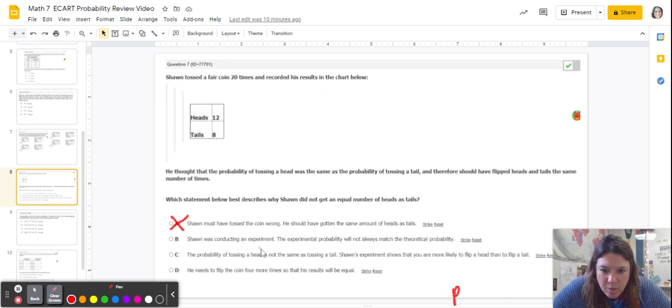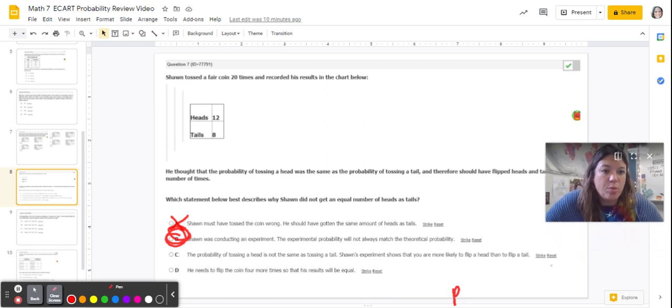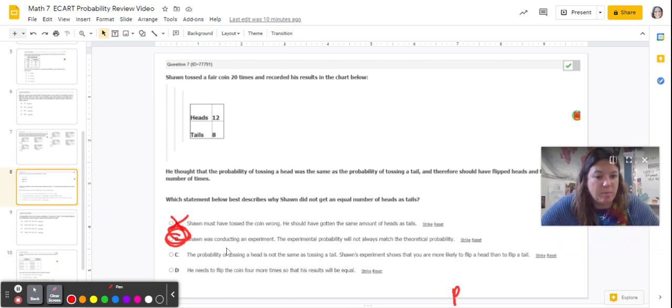Sean was conducting an experiment. The experimental probability will not always match the theoretical. That's probably it. I'm going to read my other ones just to make sure. The probability of tossing a head is not the same as tossing a tail. Sean's experiment shows you that you are more likely to flip a head than a tail. Nope, you have a 50-50 chance of flipping heads and tails, right? You don't have more of a chance of doing one over the other.